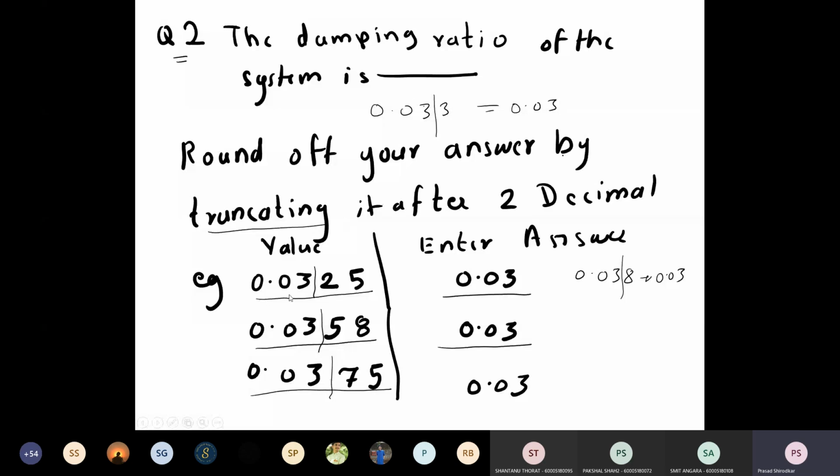See, if it is 0.0325, it is truncated after 2 decimals. I have given all the examples. You are not paying attention. See, all the variations have been given on the screen. If it is 0.0358, then again it is truncated to 0.03. If you were supposed to round off, I would tell you to round it off. Why give these examples then?